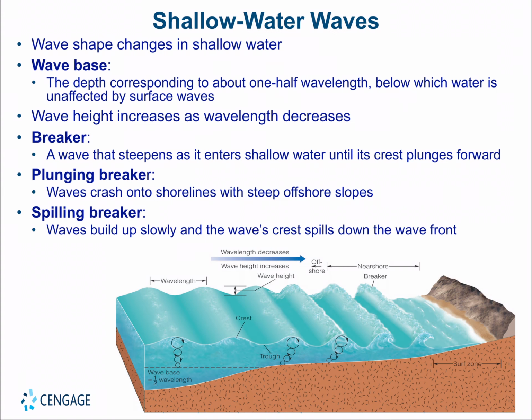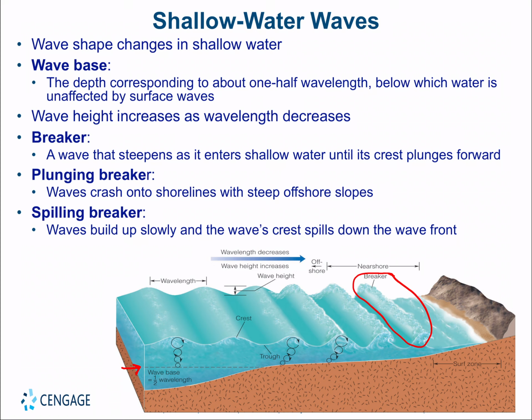Now, our shallow water waves: your wave shape is going to change in the shallow water. We have mentioned already what our wave base is. What we notice is that our wave height is going to increase as your wavelength decreases. A breaker is what you can see here. That is when the wave steepens as it enters shallow water until the crest plunges forward.